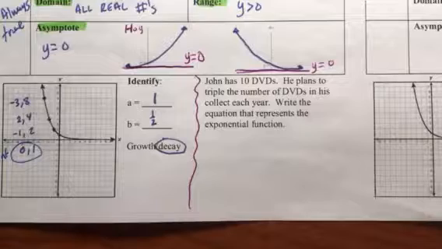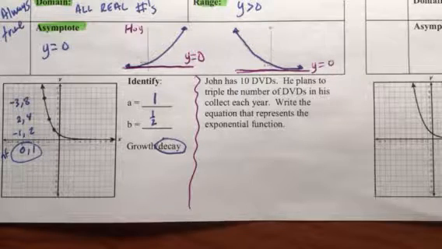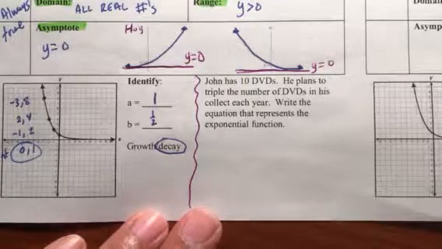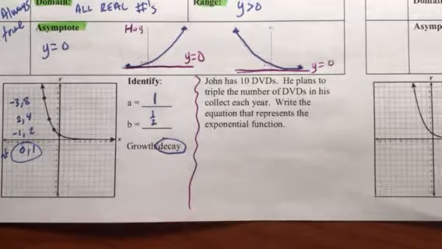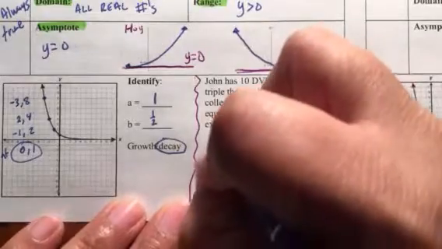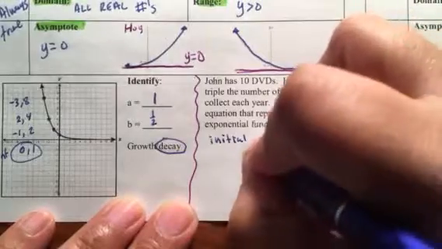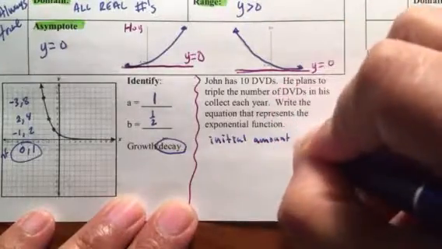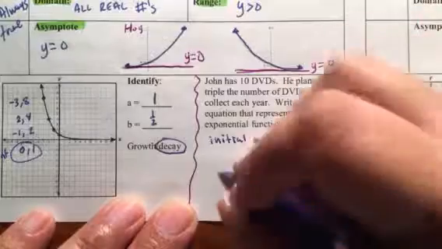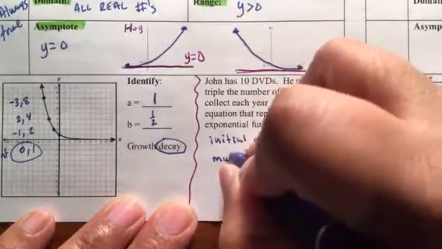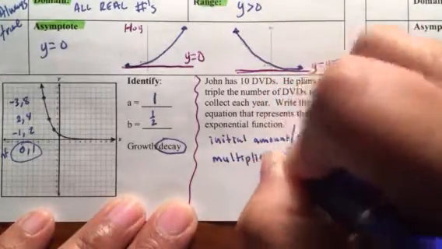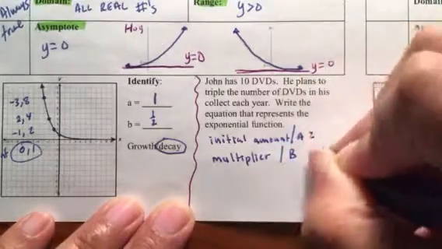Alright, now let's look at the very last problem. So John has 10 DVDs. He plans to triple the number of DVDs in his collection each year. Write the equation that represents the exponential function. So I need the initial amount, which is a, and I need the multiplier, which is b.